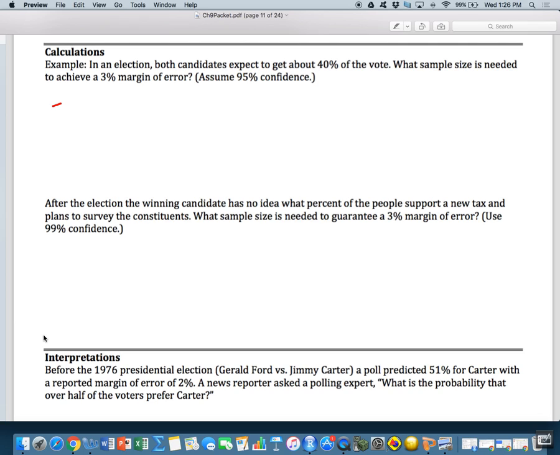So that's saying that this part, the z times the square root of p, 1 minus p all over n, I want a 3% margin of error, so I want that to be less than or equal to 0.03. It says each candidate expects to get about 40% of the vote, so that's your P. So here, this is going to be 0.4 times 0.6. I don't know what N is, that's what I'm solving for.